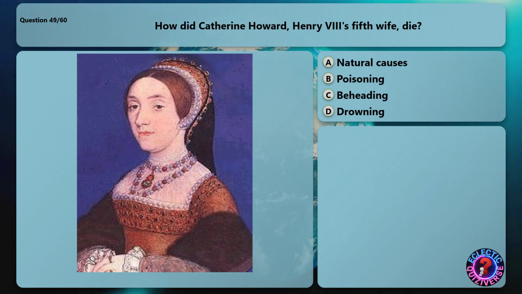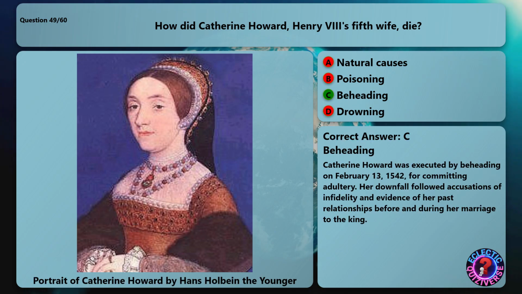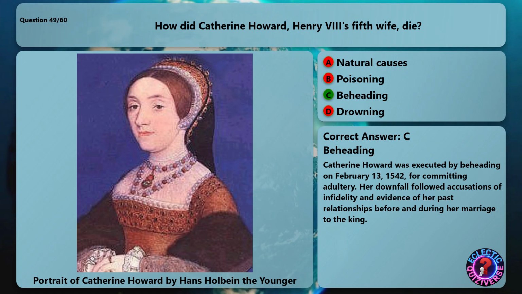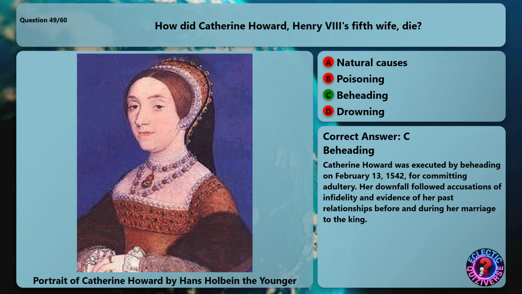How did Catherine Howard, Henry VIII's fifth wife, die? The correct answer is beheading. Catherine Howard was executed by beheading on February 13, 1542, for committing adultery. Her downfall followed accusations of infidelity and evidence of her past relationships before and during her marriage to the king.